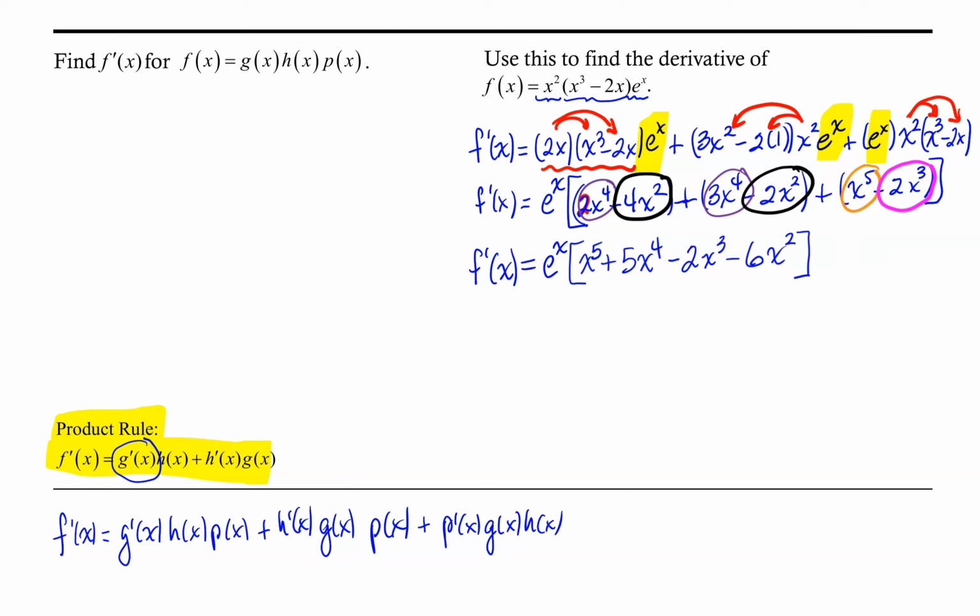So the derivative of our function f of x equals x squared times the quantity x cubed minus 2x times e to the x, using this new rule we've derived, is f prime of x equals e to the x times the quantity x to the fifth plus 5x to the fourth minus 2x cubed minus 6x squared.